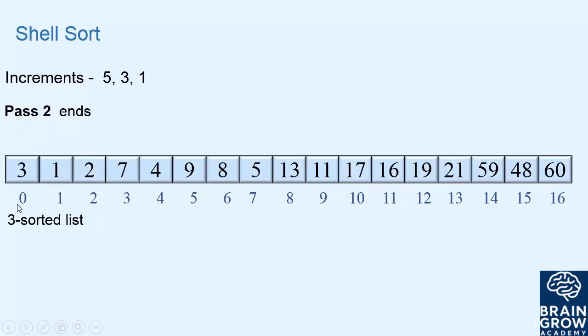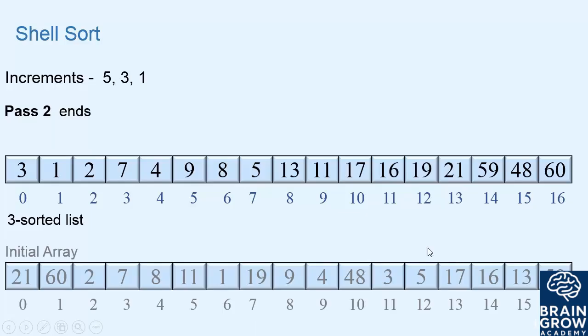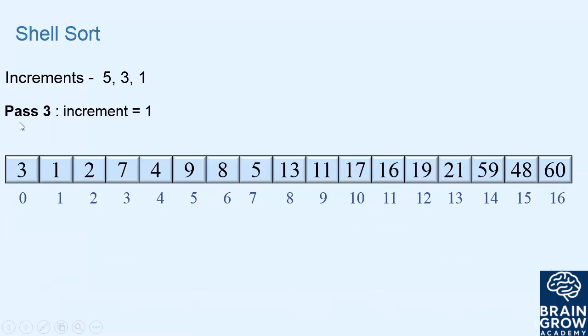So after pass 2, we get a 3 sorted list, which means that all the elements that are a distance of 3 from each other are sorted. If we compare this with the initial array, we can see that most of the elements have moved to their final places. So now we have a list that is almost sorted. Now in pass 3, increment is 1, so we'll make only one sublist and that will contain all the elements of the array, and this will be sorted using insertion sort. So after 3 passes, the whole list becomes sorted.